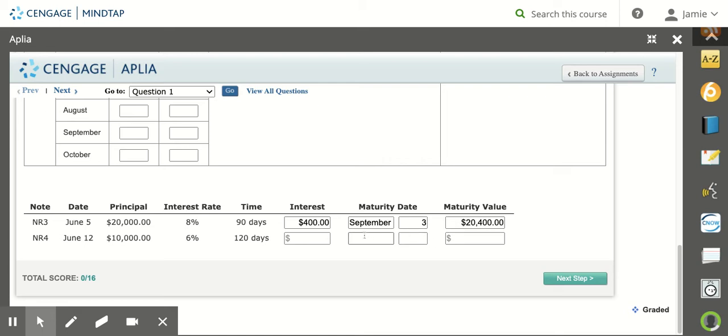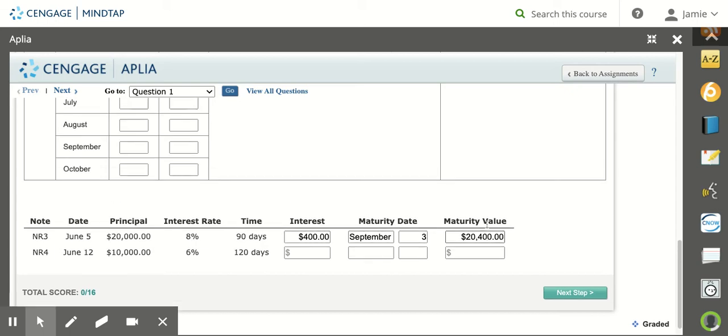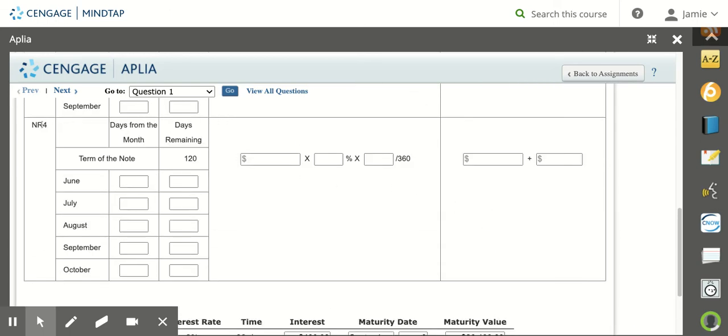And that is all we need to calculate for part 1. The interest, the maturity date, and the maturity value. And you'll do the same for note number 4.